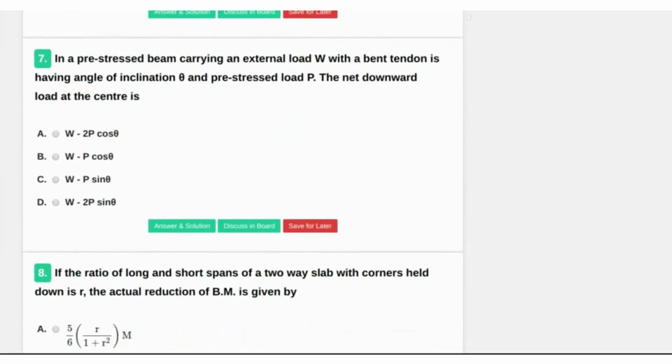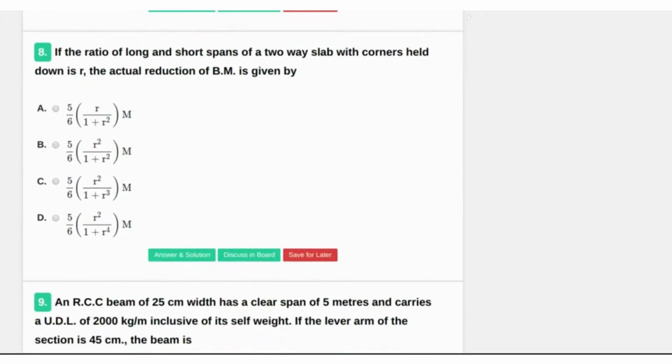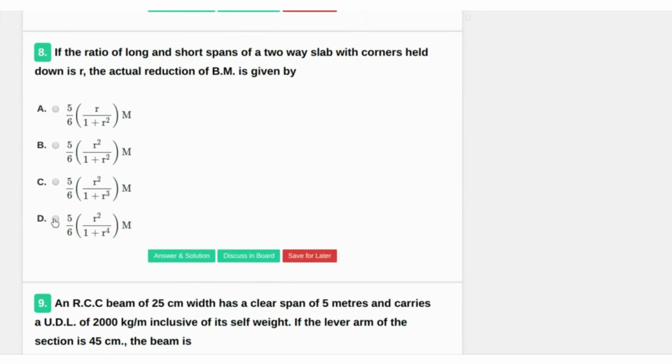In a pre-stressed beam carrying an external load W with a bent tendon having angle of inclination theta and pre-stressed load P, the net downward load at the center is W minus 2P sin theta. If the ratio of long and short span of a slab with corners held down is R, Ly by Lx equal to R, the actual reduction of bending moment is R power square divided by 1 plus R power 4, times 5 by 6.